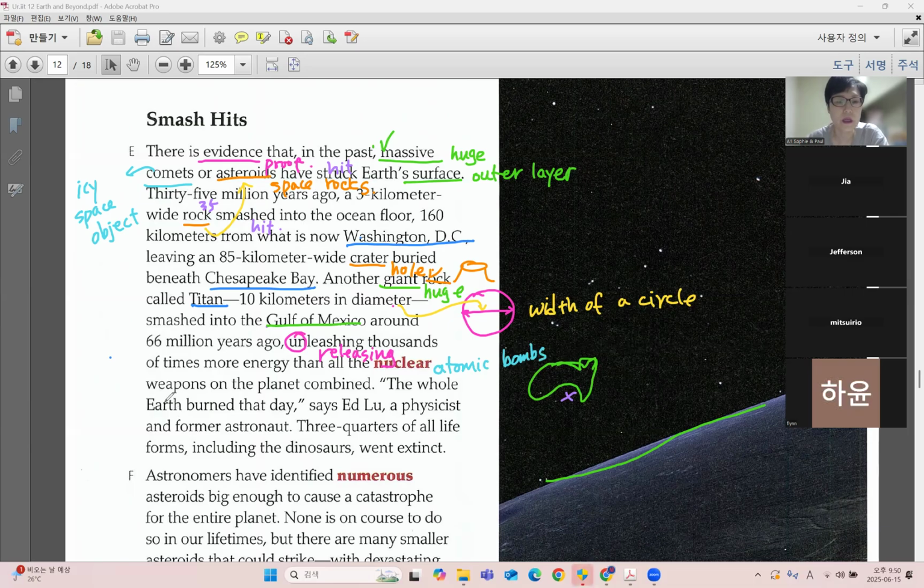Nuclear atomic bombs on the planet combined. Combined means what? To get together, put together. The whole Earth. What is whole? Entire, all. Earth burned that day.